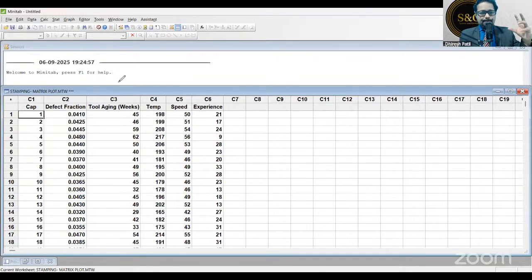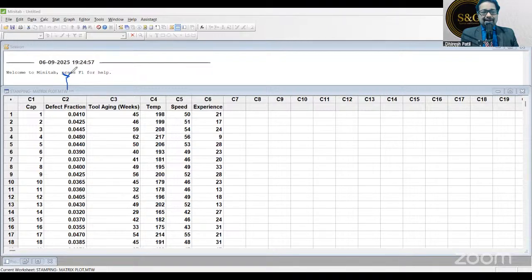scenario here. All right. Now, there is a y called defect fraction, meaning defect percentage. And there is x1, which is the tool age, x2 is the temperature, x3 is the speed of the machine, x4 is the experience of the people. So the question is, how do we handle multiple x's and one y? Because in a real life scenario, we don't have only one x and only one y, right? So we have multiple x's and one y.